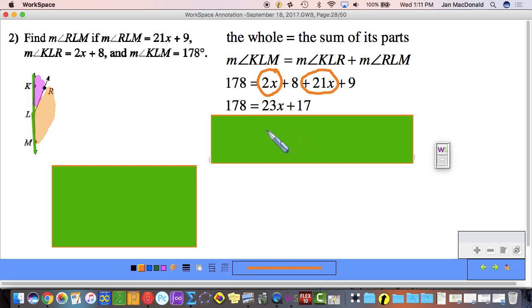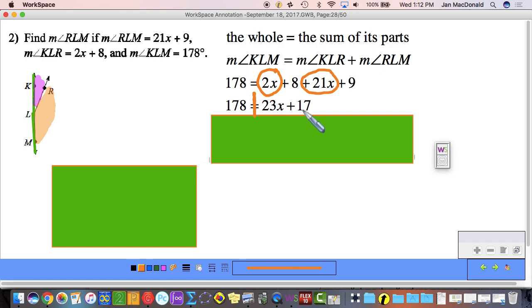I now have two numbers on the same side as the variable x. What do I mean by the same side? The equal sign divides the sides of the equation. So on the left-hand side is the number 178. On the right-hand side is 23x plus 17. Our goal is to get x alone. Our first step is always to eliminate any number being added or subtracted.